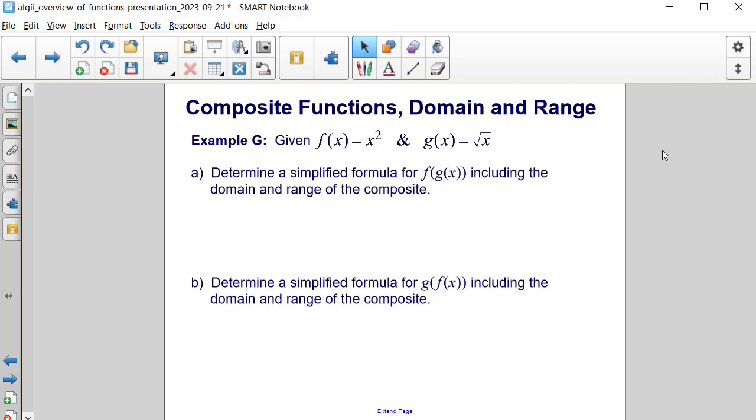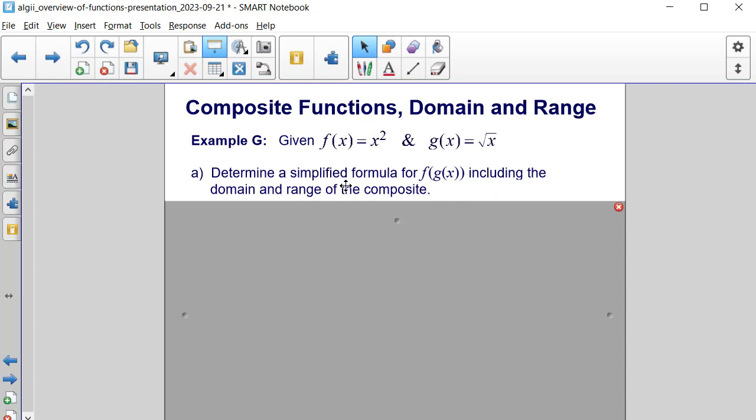Here's another example on finding composite functions as well as their domain and range. We are given that f of x is equal to x squared and g of x is equal to the square root of x. The first part of this example is going to be to determine a simplified formula for f of g of x, including the domain and range of the composite function. Then we are going to determine a simplified formula for g of f of x, including the domain and range of the composite function. Let's get started.